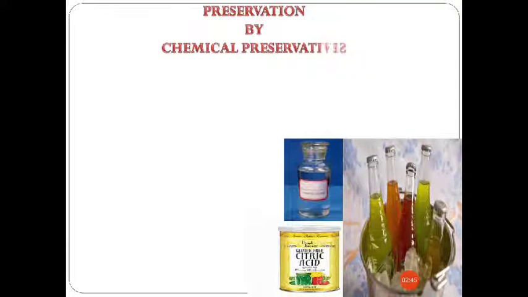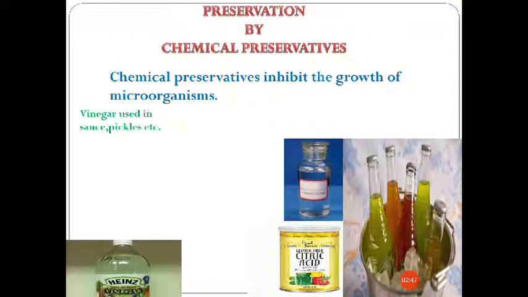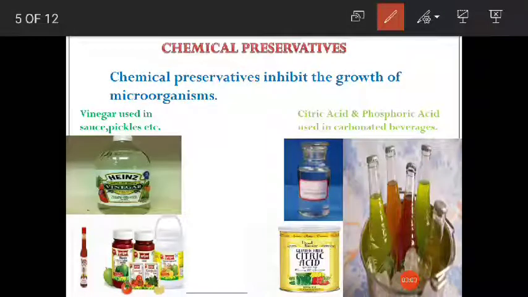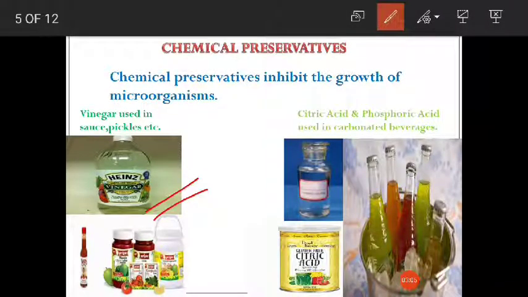Another method of preservation is by chemical preservatives. In chemical preservatives, what happens? These preservatives inhibit the growth of microorganisms. Now you can see vinegar is here, which is being used in many food items and also used to preserve pickles, sauces, etc. Or citric acid. This is citric acid. This is phosphoric acid. They work not only as a preservative but also for the flavoring of many kinds of fruit drinks.